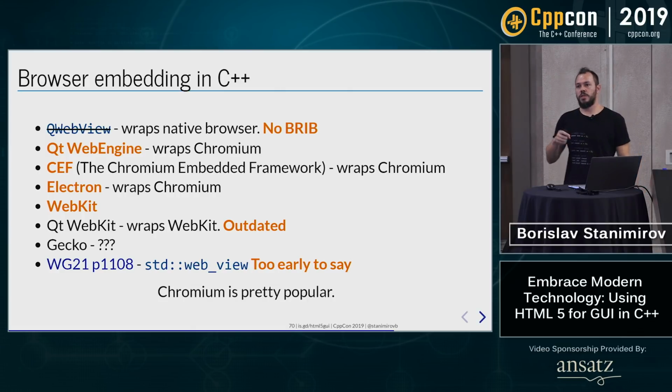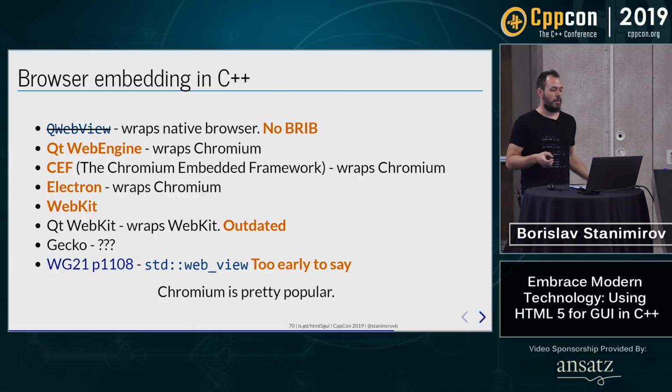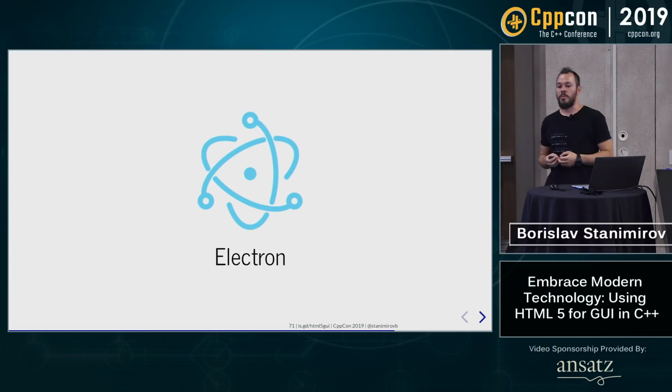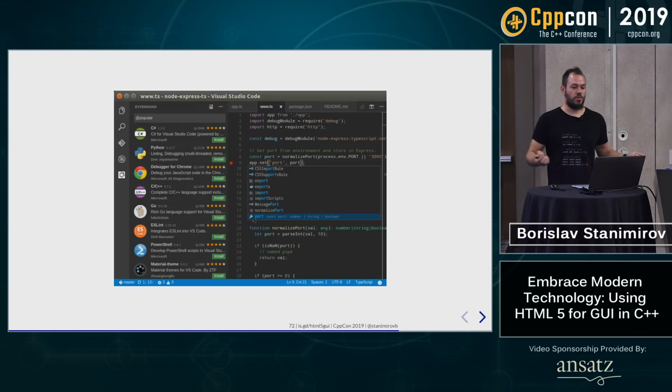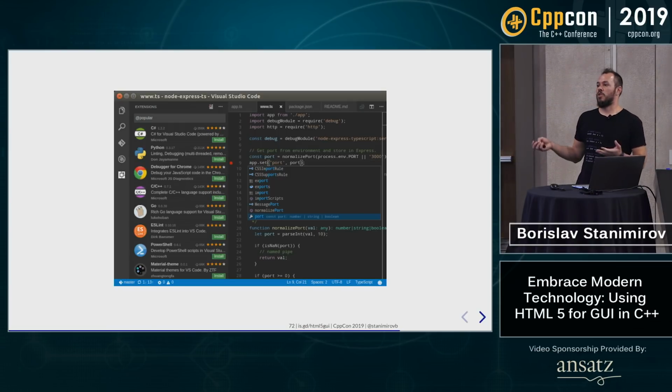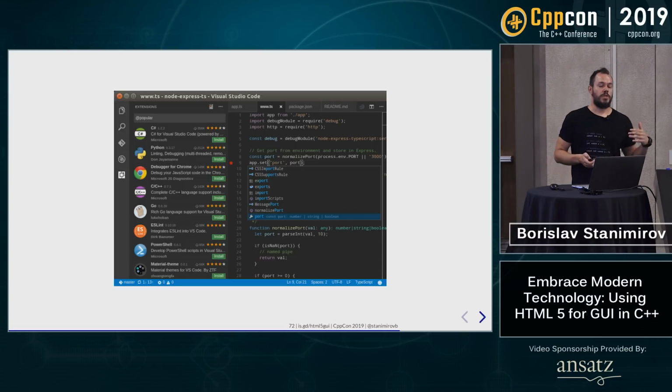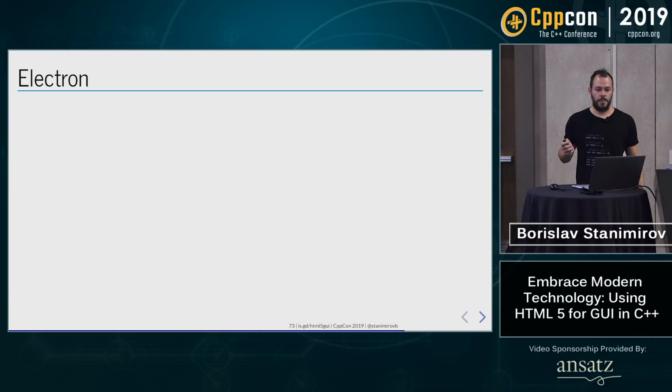You've seen that Chromium is pretty popular, and I'm going to focus more on Chromium. And if I'm focusing on Chromium, I cannot omit Electron. Electron is everywhere these days. Electron powers Visual Studio Code. Most of us probably have, at least for a while, used Visual Studio Code. Electron also powers Slack and many other applications.